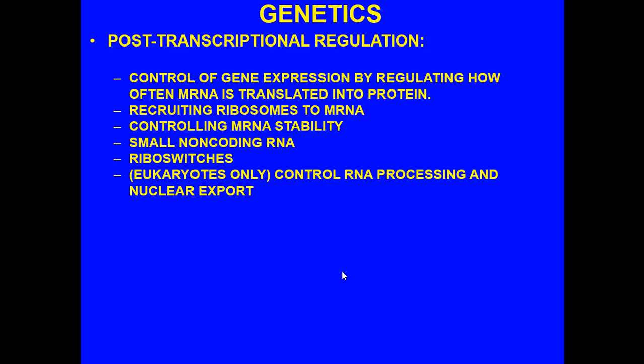So how do we have this post-transcriptional regulation? You recruit ribosomes to bind to the RNA. Okay, that's nice. That's an upward sense. Controlling mRNA stability, small non-coding RNAs that may block the reading of the messenger RNA, riboswitches, which are small amounts of RNA that will act as switches or blocking agents. And finally, and you only see this in eukaryotes, you control the RNA processing and the nuclear export of them. Because remember that the RNA has to leave the nucleus so that you can do the translation process, which occurs out in the cytoplasm.